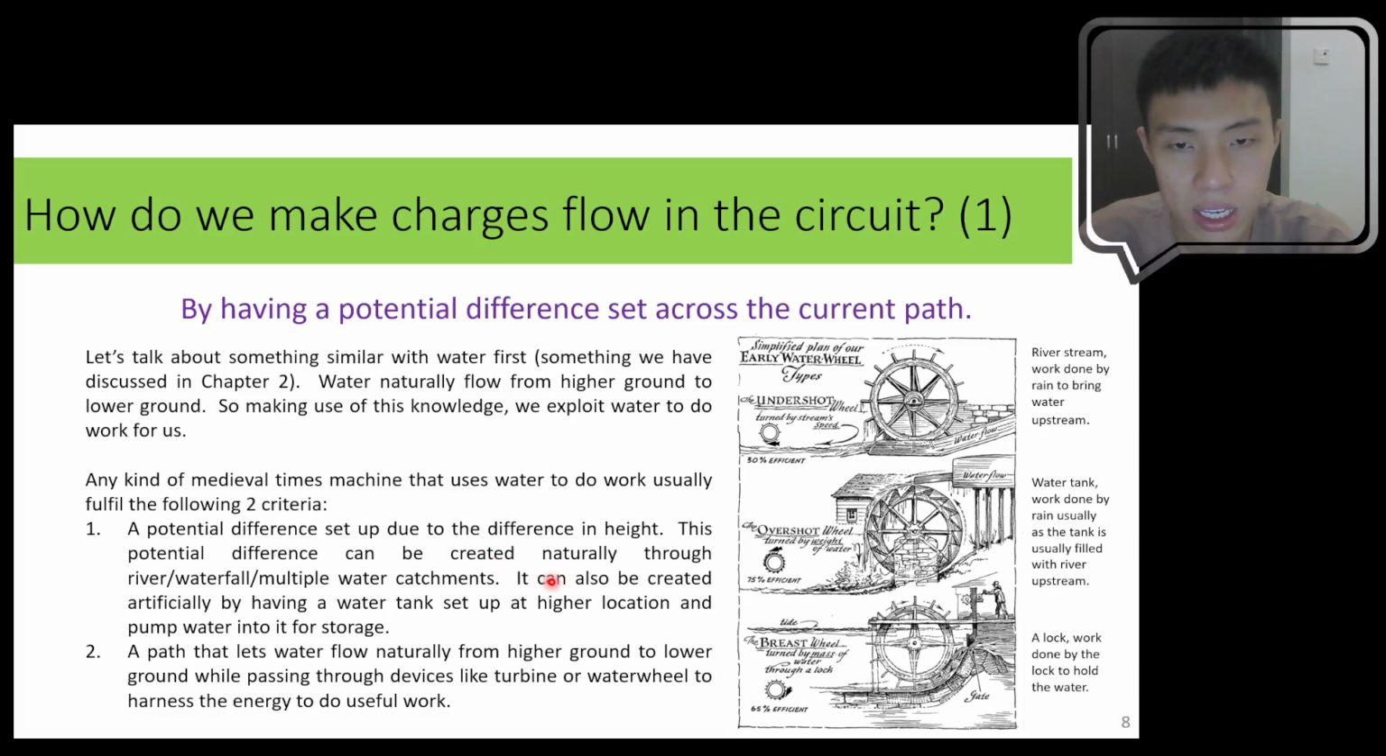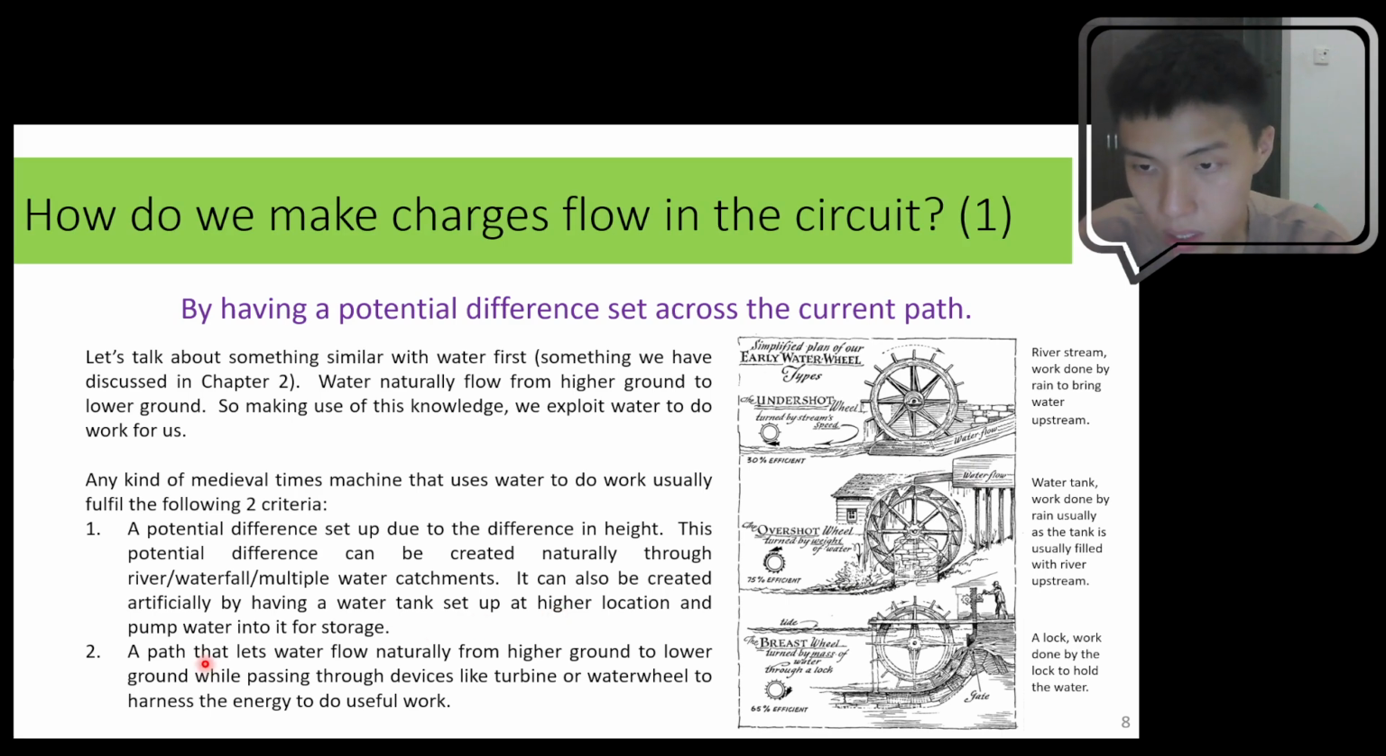Okay, it can also be created artificially by having a water tank set up at a high location and pumping water into it for storage. This is a similar situation. You can use some kind of device to pump water into this storage tank, so you can use it at a later time when you open up this outlet. Then there will be water flowing out. So the amount of energy stored inside can be used at a later point in time when you open up this tap, letting the water flow through it.